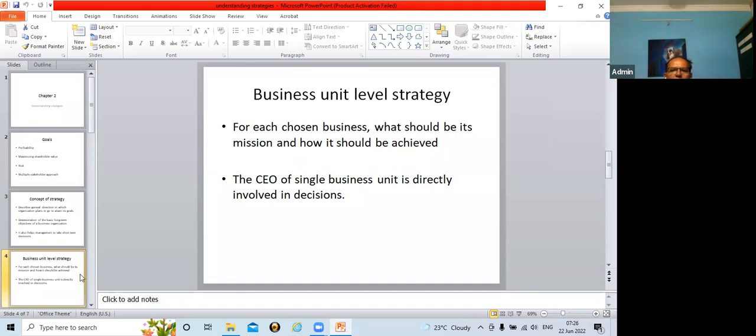Now, if you visit the website of Symbiosis or Rayat, you will see their mission mentioned on their website, and then how that mission is to be achieved.